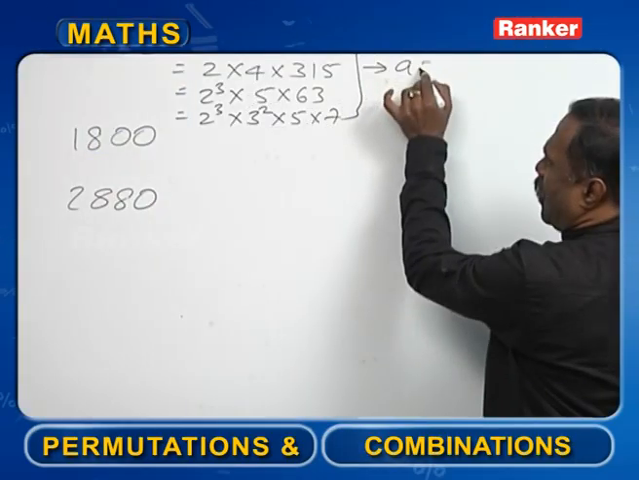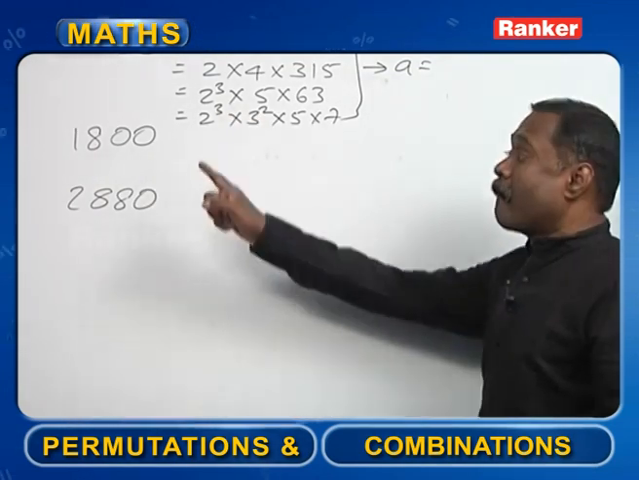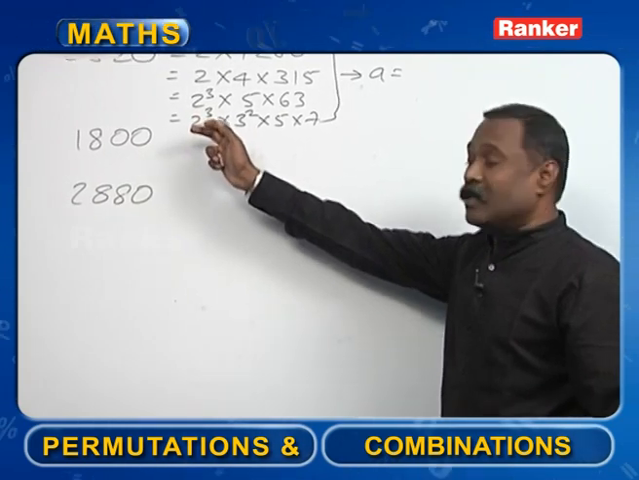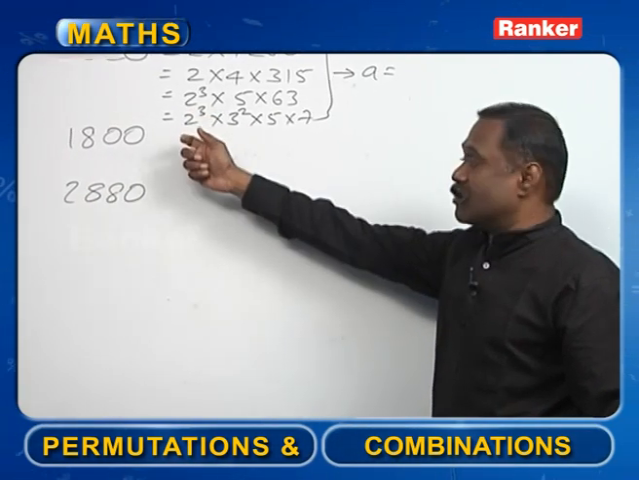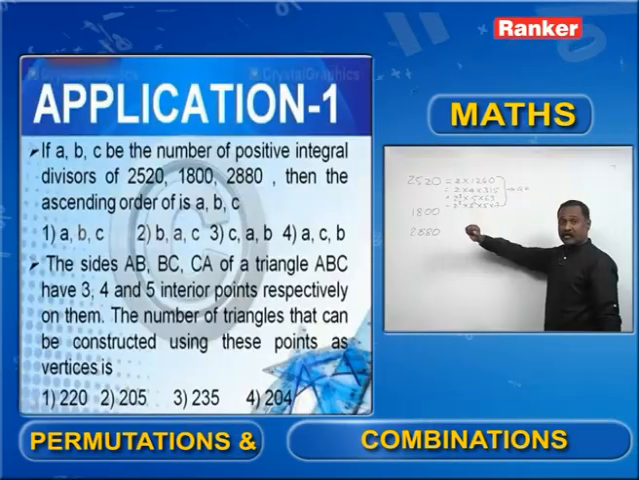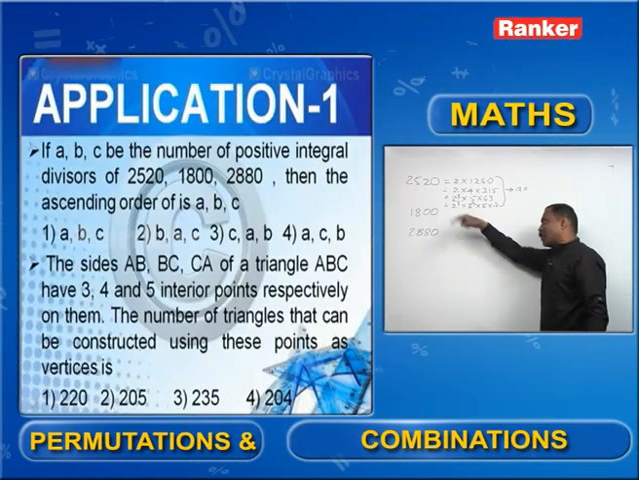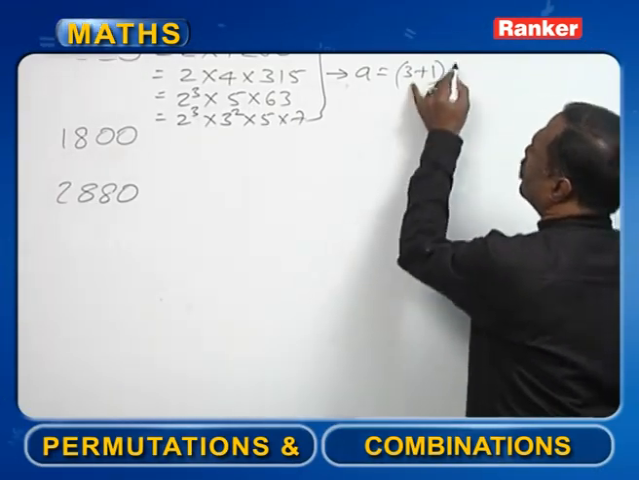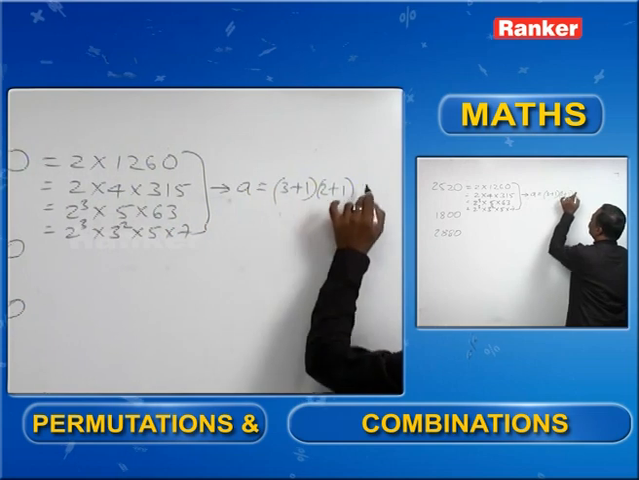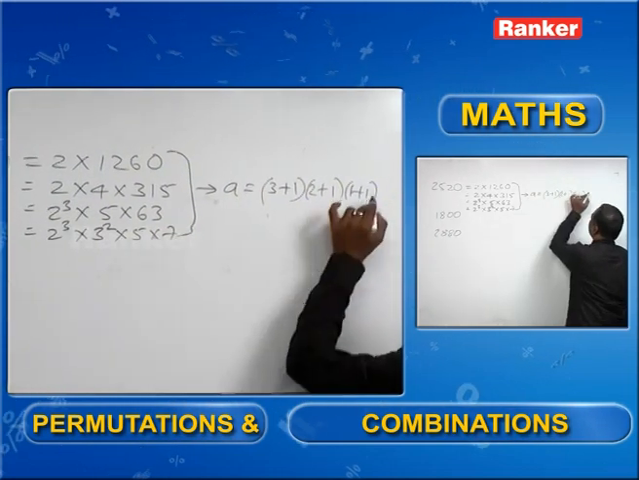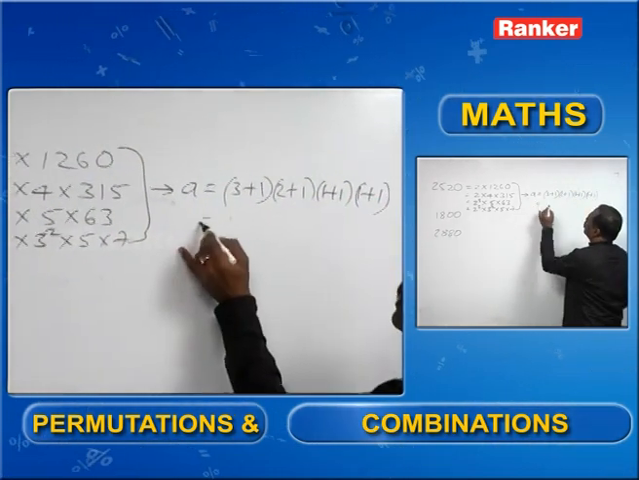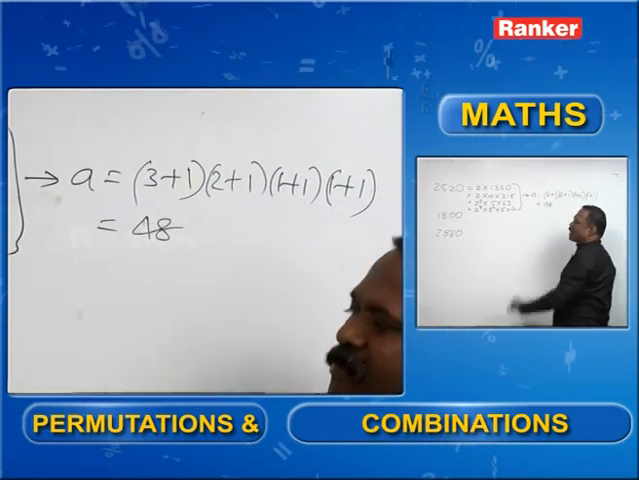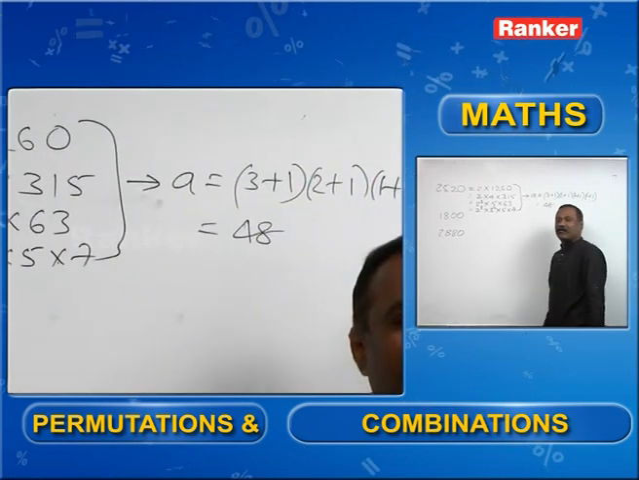From this one, A is nothing but, it can be chosen in 3 plus 1 different ways. That means one 2 can be chosen, or two 2's can be chosen, or three 2's can be chosen to form the divisor, or none of the 2's can be chosen, which is nothing but 3 plus 1 ways. And it is 2 plus 1 ways, and it is 1 plus 1 way, and it is also 1 plus 1 way. So it is nothing but 4 into 3, 12, 12 into 4, it is 48. 48 is the value of A.